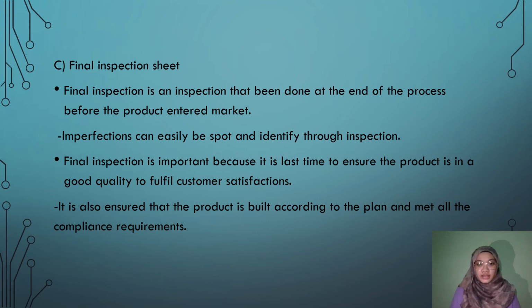Final inspection sheet. Final inspection is an inspection that is done at the end of the process before the product enters the market. Final inspection is important because it is the last time to ensure the product is of good quality to fulfill customer satisfaction. It also ensures that the product is built according to the plan and meets all the requirements.